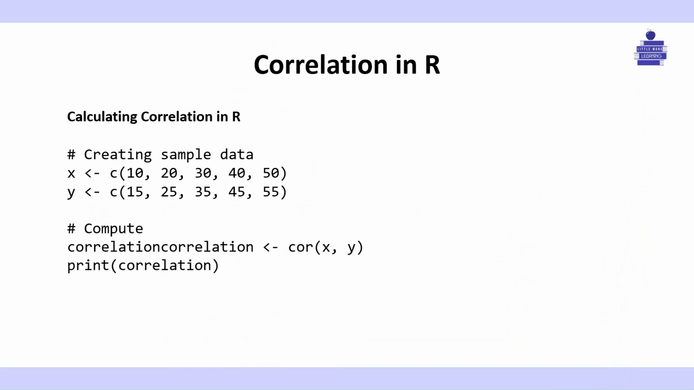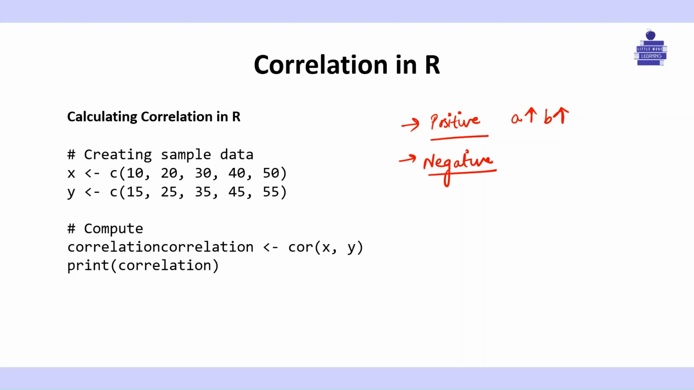So, correlation measures the strength and direction of the relationship between two variables. We have three types of correlation. The first one is positive correlation. When one variable increases, the other also increases. Let's say A increases, then B also increases. This indicates positive correlation.